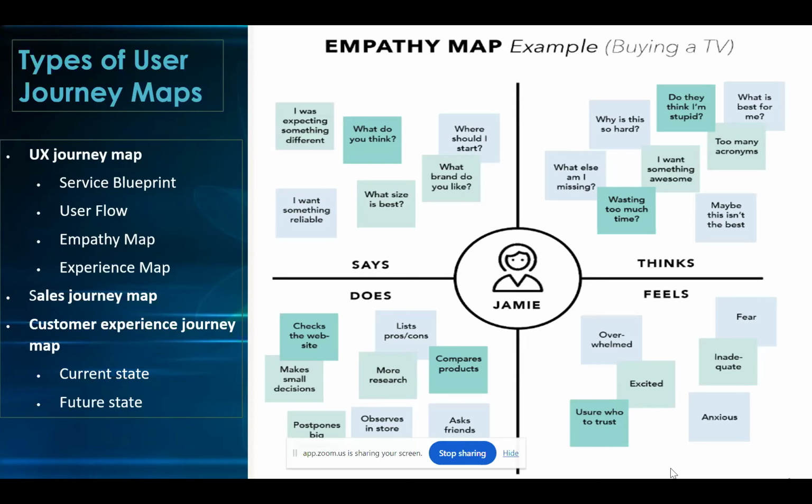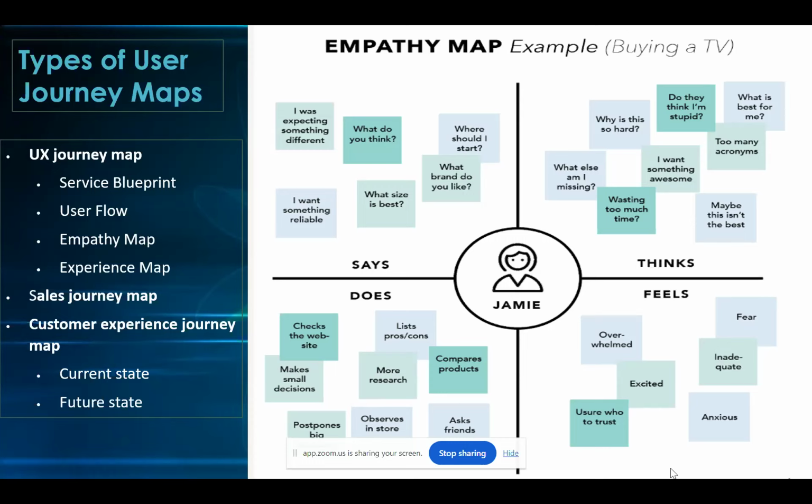So this, for example, is an empathy map. It's based on, as you can see, everything rotates around the user, who in this example is called Jamie. So basically, every aspect of the different squares talks about what Jamie is saying, what she's doing, what she's thinking, and what she's feeling. So all this is to be able to empathize with Jamie. So that's an empathy map.